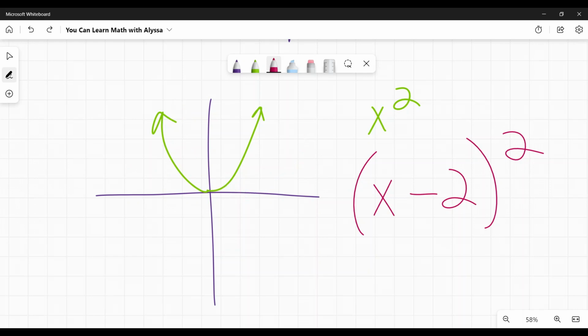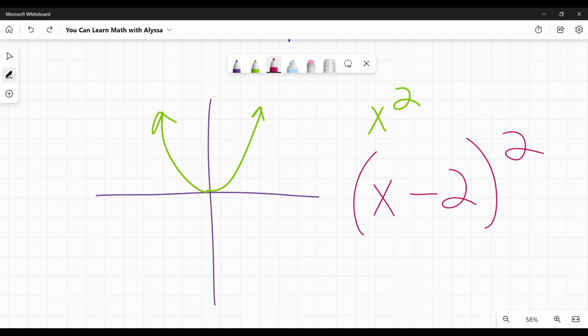So those are the most common. There's a lot of them. If you put a number out here, if you put a negative, it flips it. If you put a number that's greater than 1, it makes it more steep. If you put a fraction, it makes it wider. Those are the most common ones that you see.